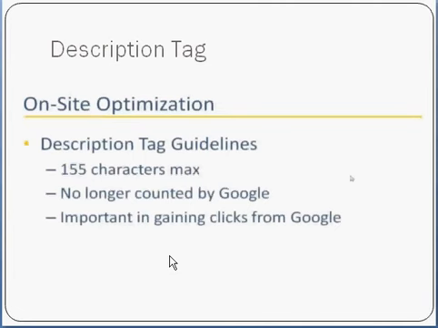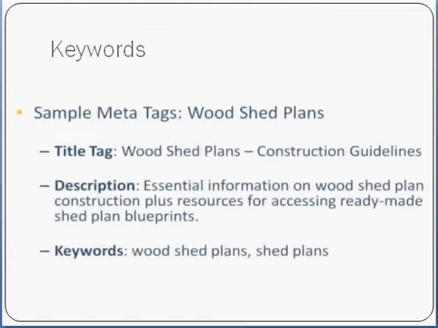The keyword tag is fairly understandable. You just want to put your target keyword in there and make sure that it is the first one. If you have others, you want to put them in there after the main one. And this is what your 3 meta tags will look like. The title tag, an example of woodshed plans, construction guidelines. A description tag, where you explain what it is. Keywords, where you put your keywords in there, making sure you put your targeted keyword in there in the beginning.